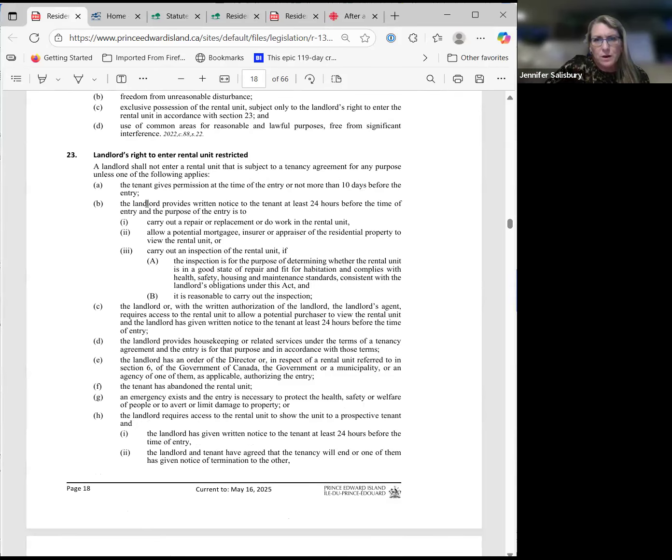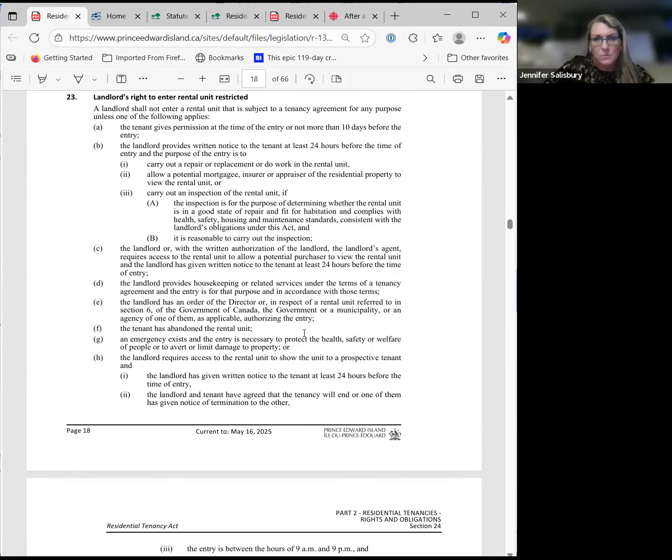So proper notice is written notice to the tenant at least 24 hours before the time of entry. You've got to have a legit reason why you're going in. Carry out a rental repair or replacement. Allow a potential mortgagee, insurer, or appraiser of the residential property to view the unit or carry out an inspection. Yeah. And then there's several others.